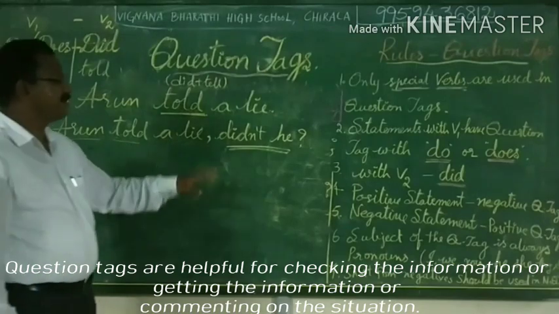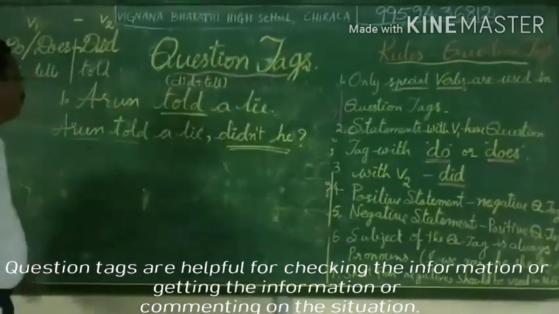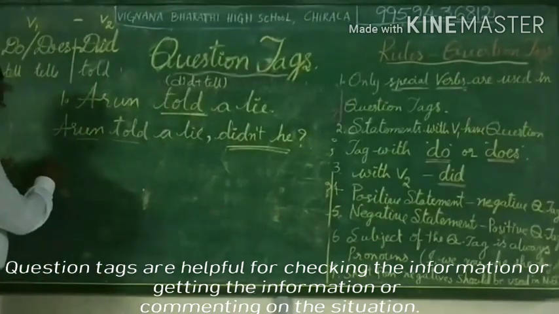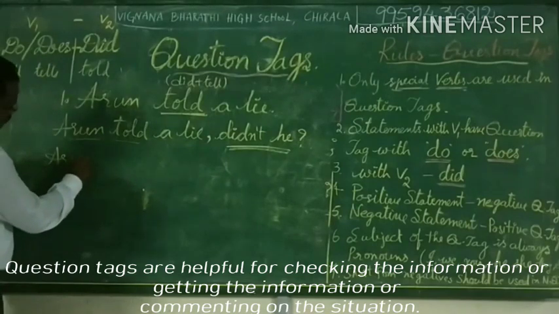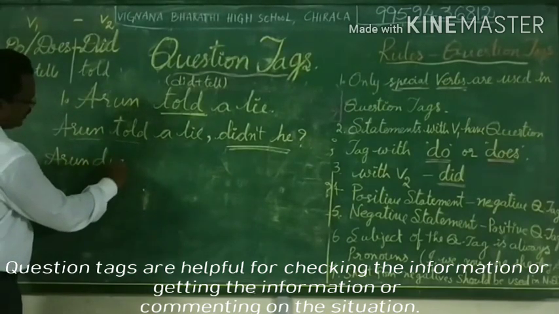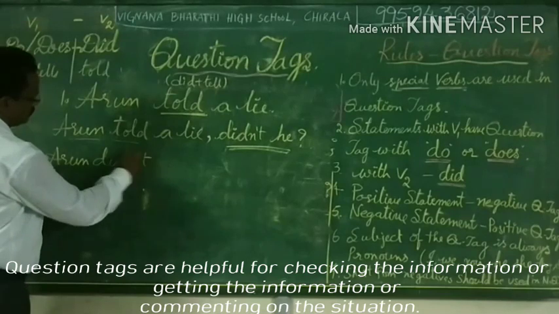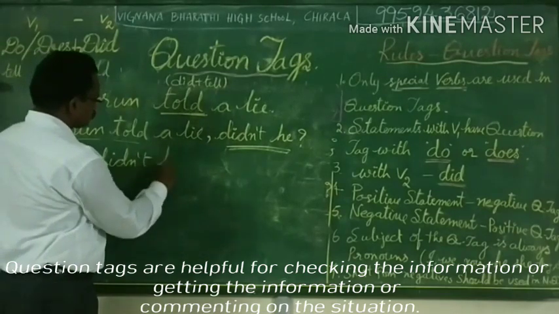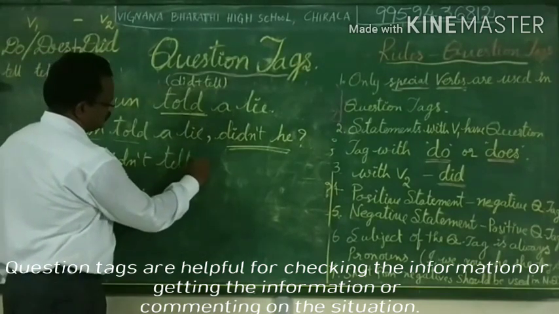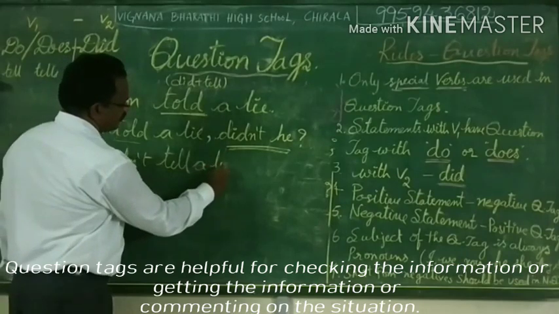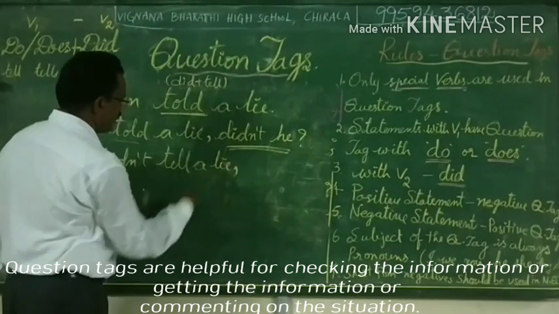Arun told a lie, didn't he? Now we make the same statement into negative. Arun didn't tell a lie.